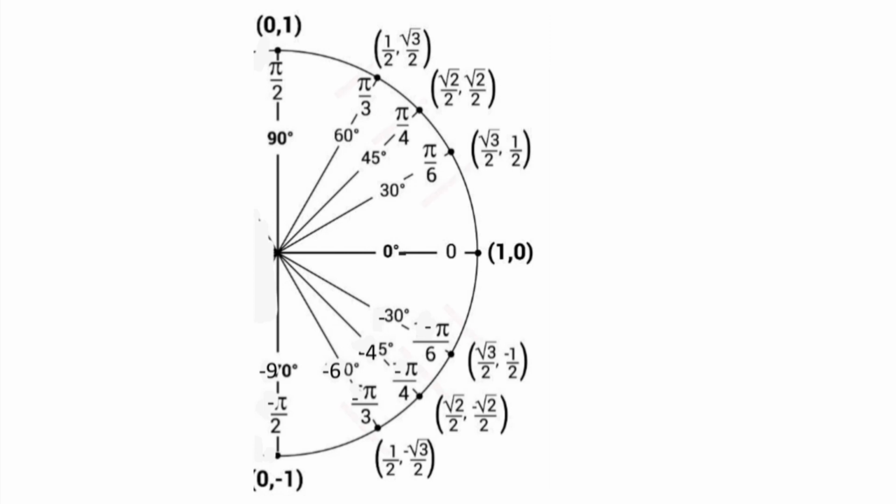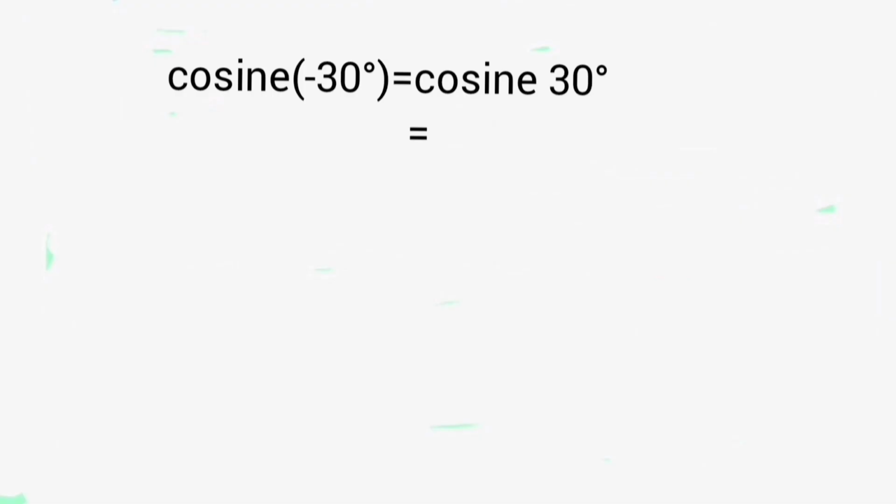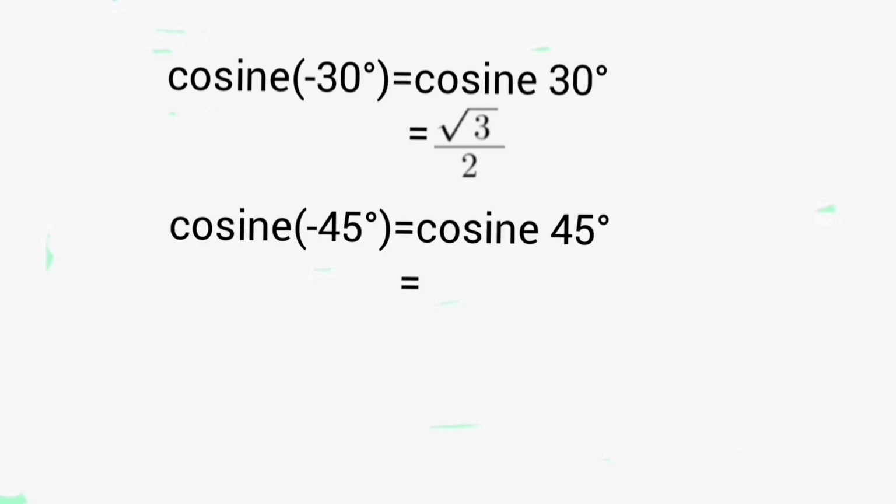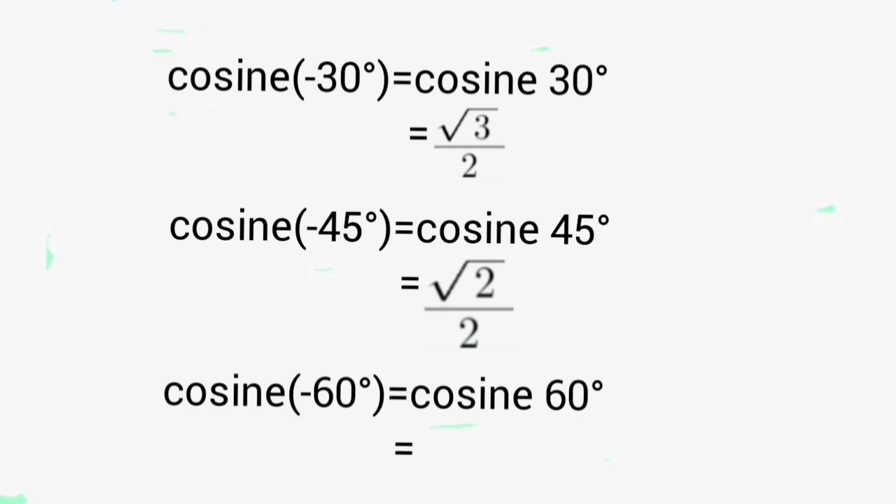Notice that the first elements of each pair of coordinates are positive or of the same value for both positive and negative angle theta, while it's opposite for the second elements for the positive and negative angle theta. Cosine negative 30 degrees is equal to cosine 30 degrees, which is equal to square root of 3 over 2. Cosine negative 45 degrees is equal to cosine 45 degrees, which is equal to square root of 2 over 2, and cosine negative 60 degrees is equal to cosine 60 degrees, which is equal to 1/2.